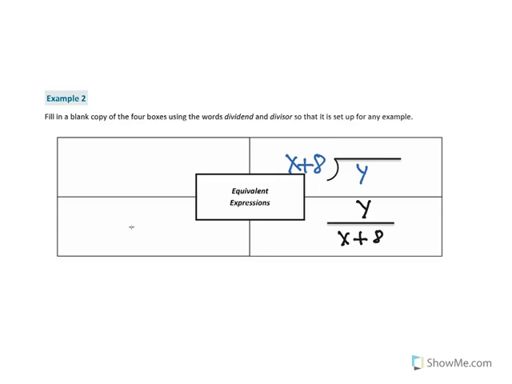Okay, so let's see then which one goes on the left-hand side of the division sign. Very good. The y is a dividend, so it goes on the left-hand side of the division sign, which means the x plus 8 goes on the right-hand side, and because it is an expression and it's a quantity of something, we have to group it with our parentheses. Don't forget that.